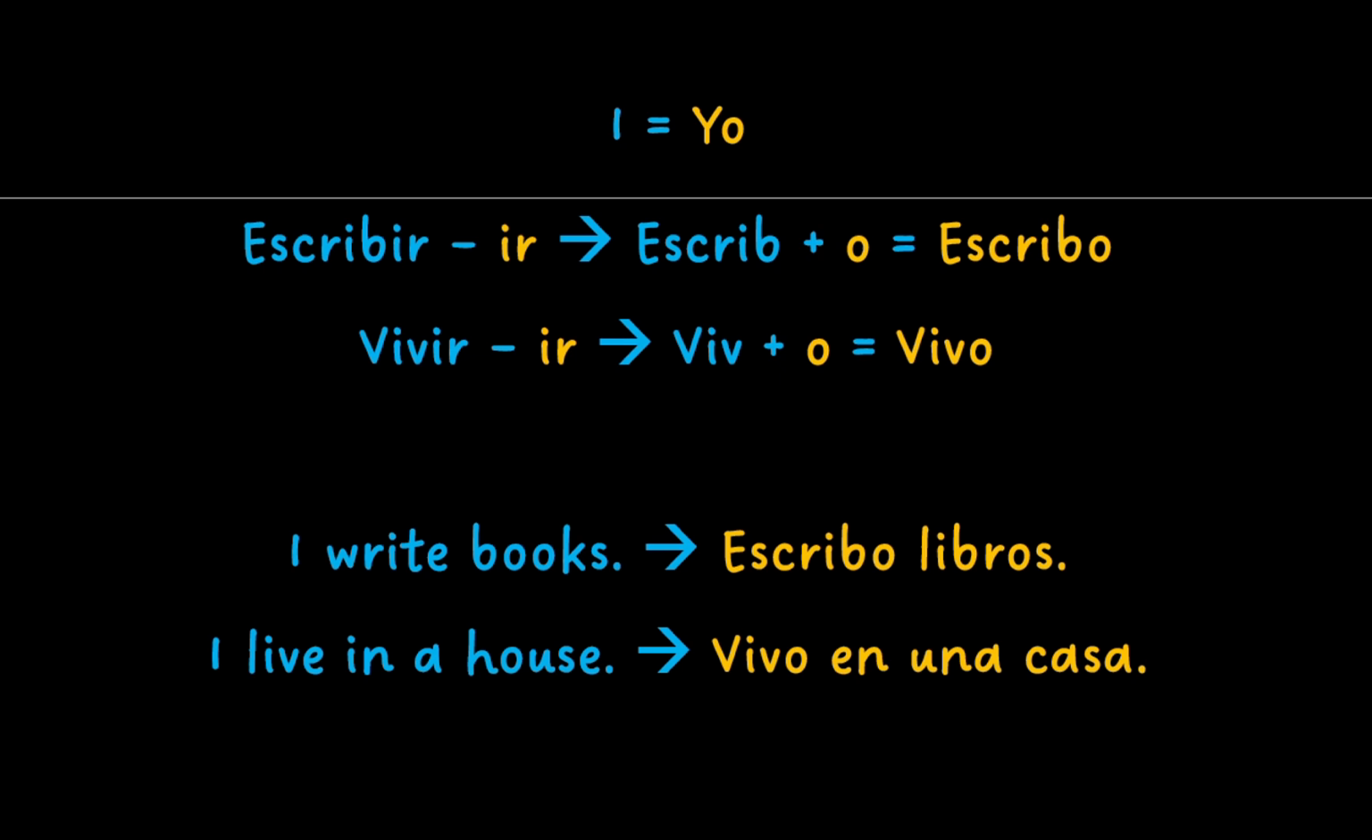I in Spanish is yo, and to conjugate this, we drop IR and add O. So to say I write, escribir becomes escribo, and to say I live, vivir becomes vivo. I write books is escribo libros. I live in a house is vivo en una casa.